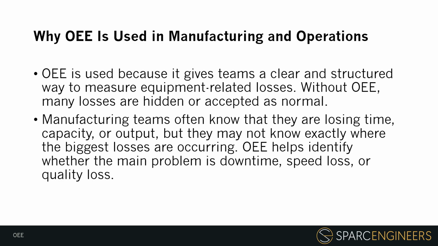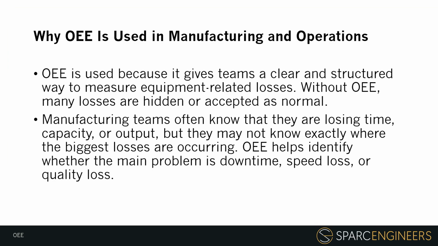For example, a machine may have frequent short stops throughout the shift. Each individual stop may only last a minute or two, so people may not see it as a major issue. But when those short stops are added together across a shift, a week, or a month, they can represent a significant loss of production capacity. The same thing can happen with slow running. If a line is designed or expected to run at a certain rate, but consistently runs below that rate, the line may still appear productive because it is running. However, it is not producing at its full potential.